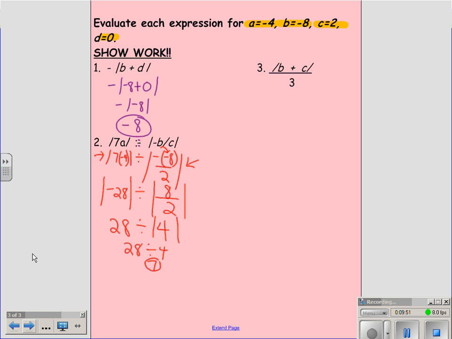Last but not least, let's look at number 3. So now we have B plus C. We've already seen the value of B, and we've already seen the value of C. So we have -8 plus 2, and then that quantity all over 3. Negative 8 plus 2 gives me a negative 6. Keep your bars.